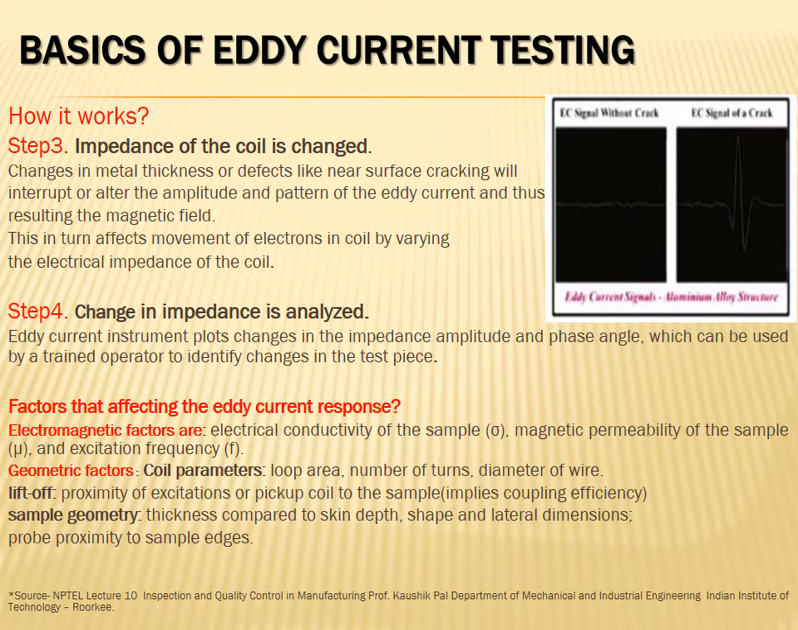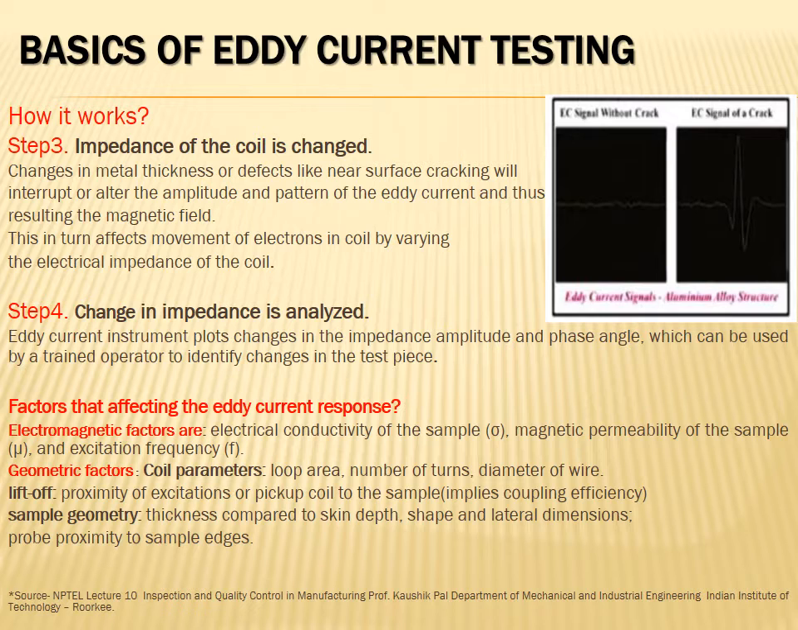Now the change in impedance is analyzed. In step 4, we look at how the impedance affects or creates the magnetic field. The eddy current instrument plots the change in the impedance, amplitude, and the phase angle, which can be used by a trained operator to identify changes in the test piece.